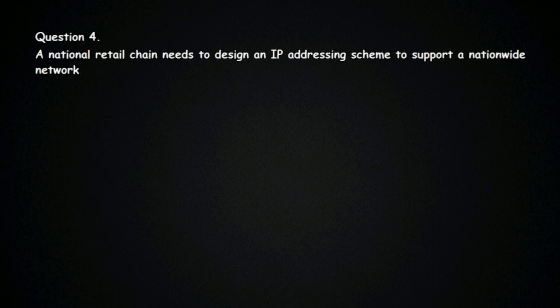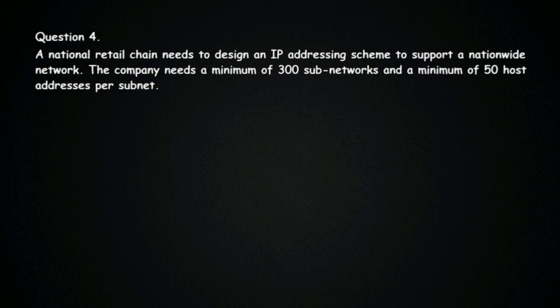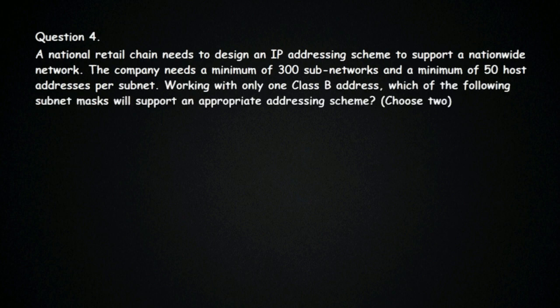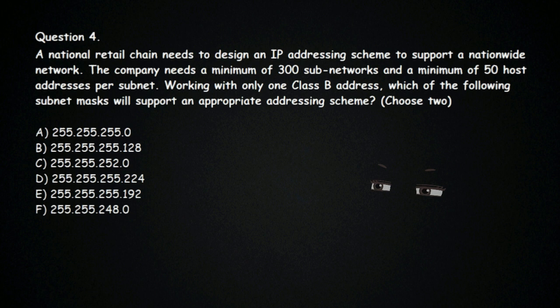Question 4. A national retail chain needs to design an IP addressing scheme to support a nationwide network. The company needs a minimum of 300 subnetworks and a minimum of 50 host addresses per subnet. Working with only one Class B address, which of the following subnet masks will support an appropriate addressing scheme? Choose 2. Options. Answers are B and E.